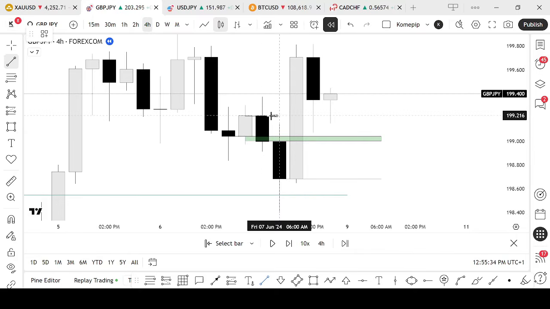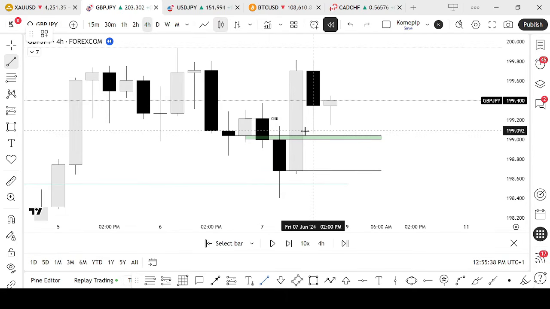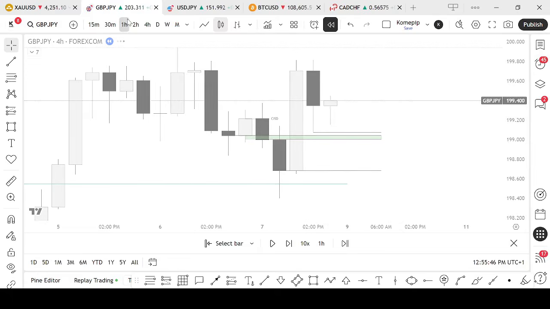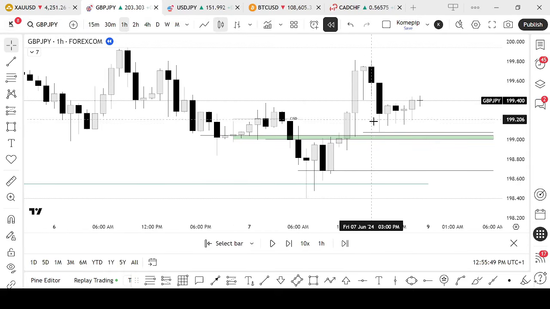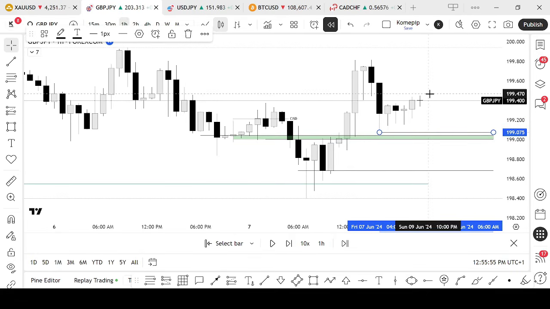Now another thing you need to understand is inducement. Inducement is also very important when it comes to trading the MSNR. Okay, so let's play price and see. Now let's go to the 1 hour time frame first. So on the 1 hour time frame, what do we see? We have this zone as our inducement, so let's annotate that as our inducement.